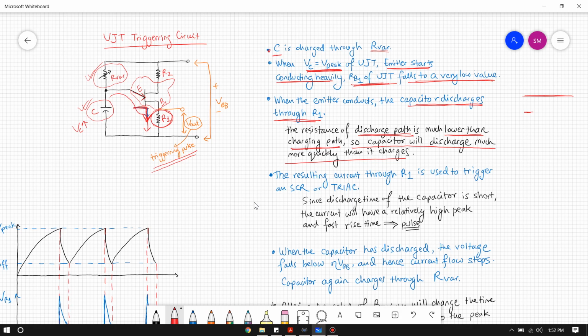So the discharge is very fast, right? So we can call that a pulse. So we can associate that with a pulse. And this resulting pulse of current through R1 is used to trigger our SCR or triac. And again, since the discharge time of the capacitor is short, the current will have a relatively high peak, so that's what we want, and a very fast rise time. So it will be a pulse. So we will create a pulse that we're going to use to trigger our SCR.